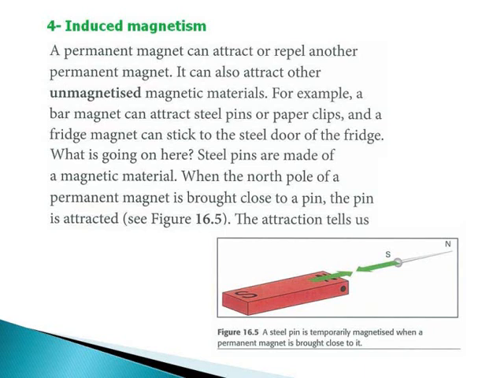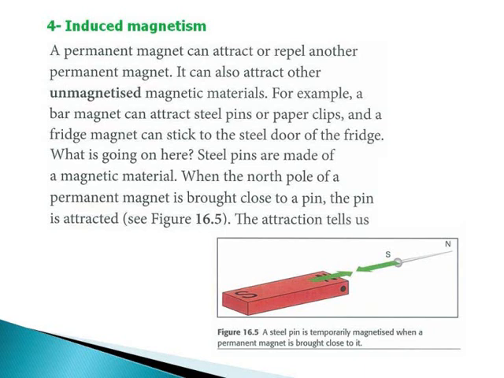It can also attract an unmagnetized magnetic material, another material. So it's not necessary to have another magnet. We can use a magnet to attract unmagnetized magnetic material. For example, a bar magnet can attract steel pins or some small pieces of paper, and a fridge magnet can stick to the steel door of the fridge.